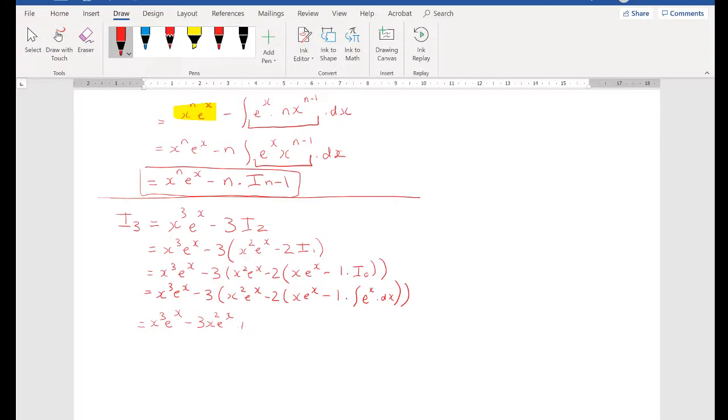Then it'll become plus 6 x e to the x. Then that minus will become minus 6. Integral of e to the x is e to the x plus c because I did an integral. And we did this one in class because we can factorize out the e to the x and we'll get x cubed minus 3x squared plus 6x minus 6 plus c. And there is my integral.